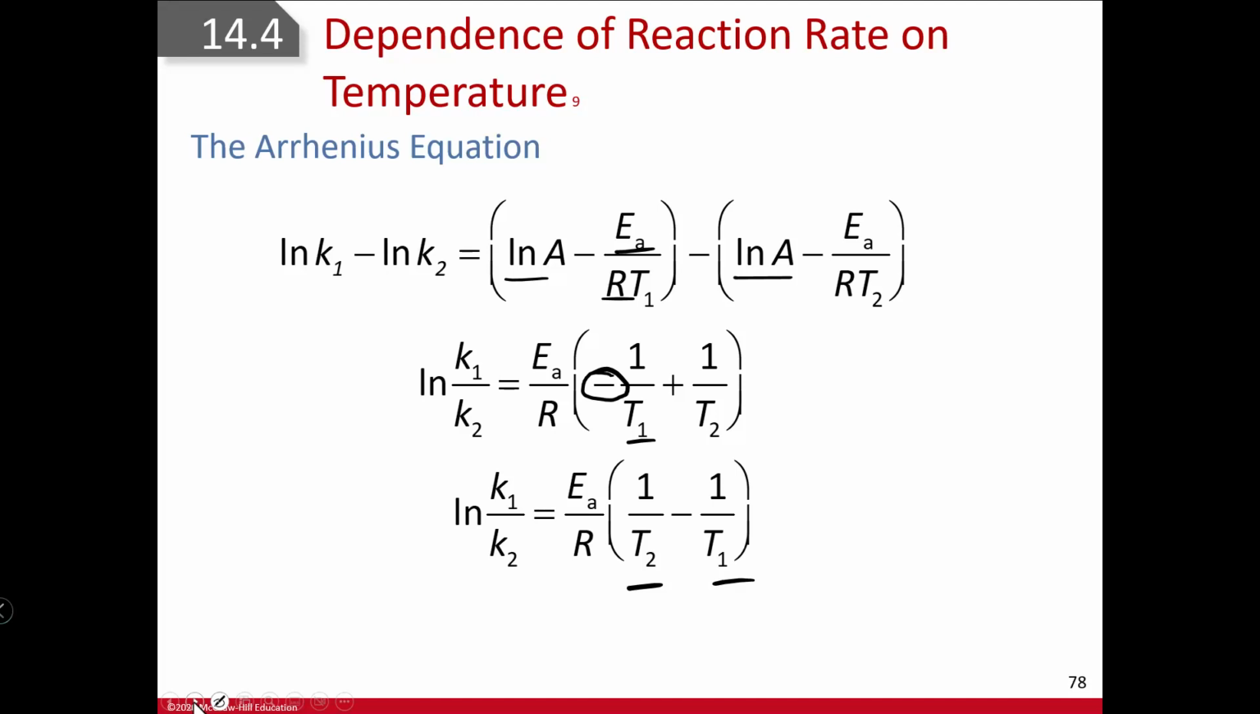All right? So that's fine. This is what we like the best. It's just that you got to make sure you got the negative with the T1 here. And a lot of students miss that. So this is the equation I would memorize. If you want to compare the rates of reaction or the rate constants at two different temperatures, that's the equation we're going to use.